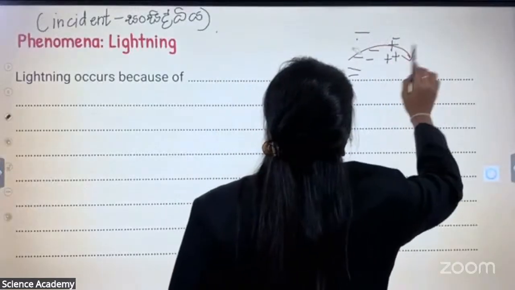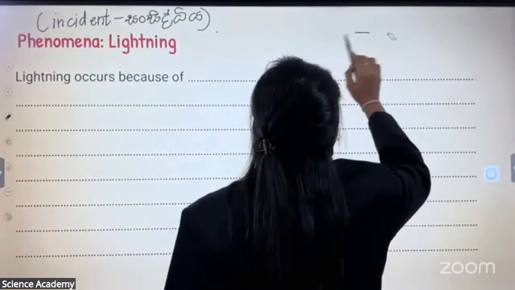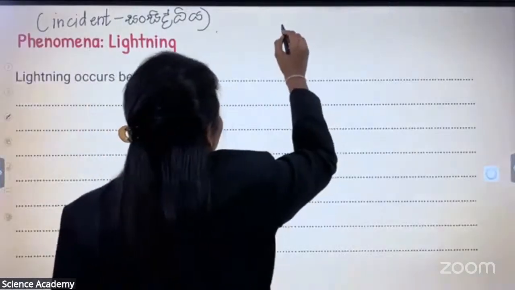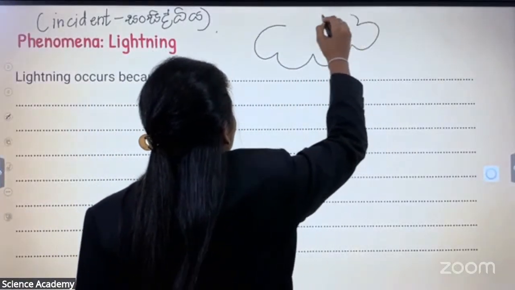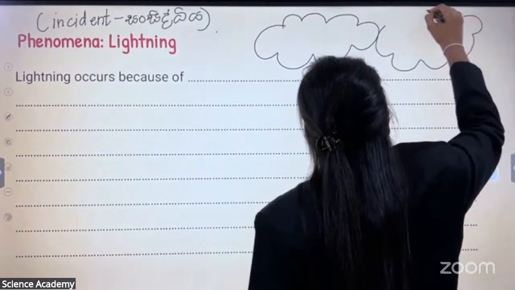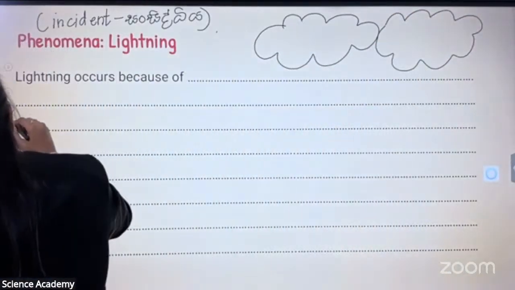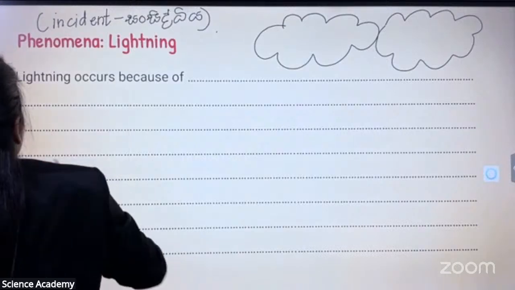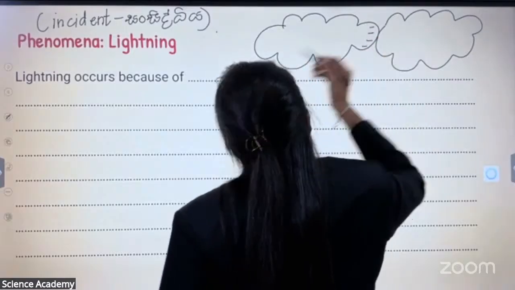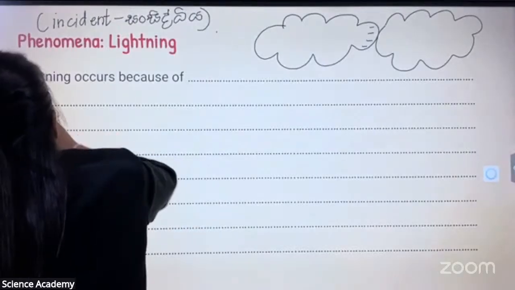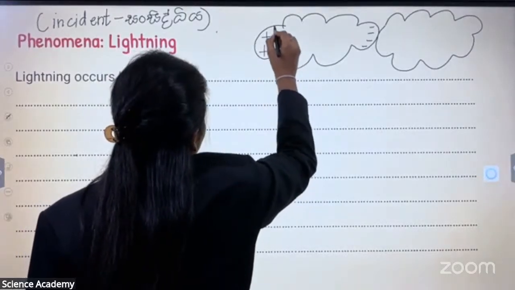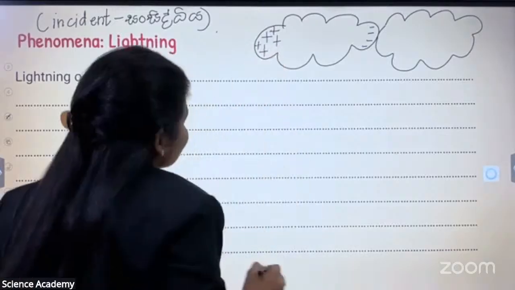Okay. So here, for your easiness, I am drawing. My drawing is a bit ugly. Right. Okay. So here this is a cloud. In your book, you can draw it. This is a cloud. Another cloud. These are touching each other. Negative charge. Positive charges.